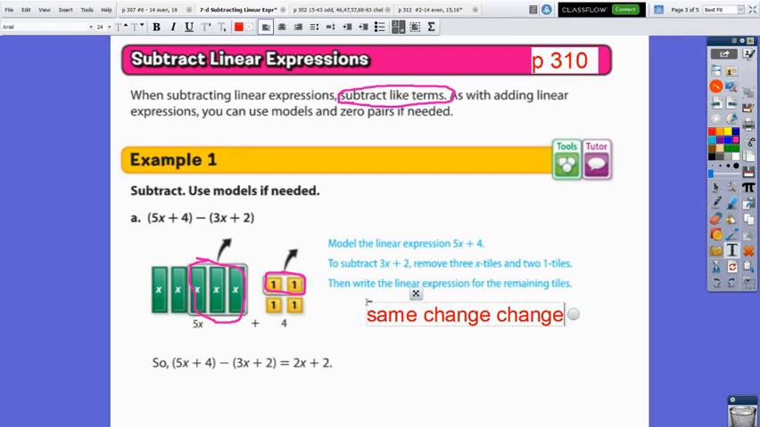these expressions also. So instead of 5x plus 4 minus 3x plus 2, we're going to change this to 5x plus 4 plus, we're going to change everything in the second expression to its opposite.